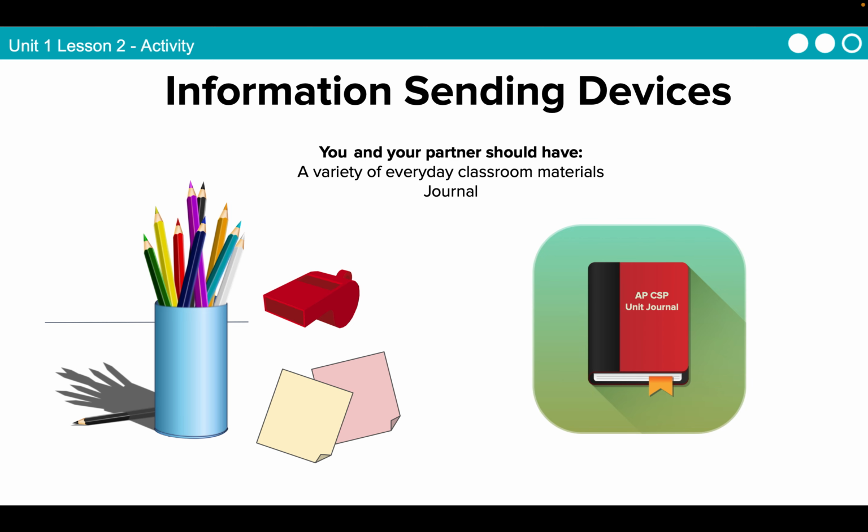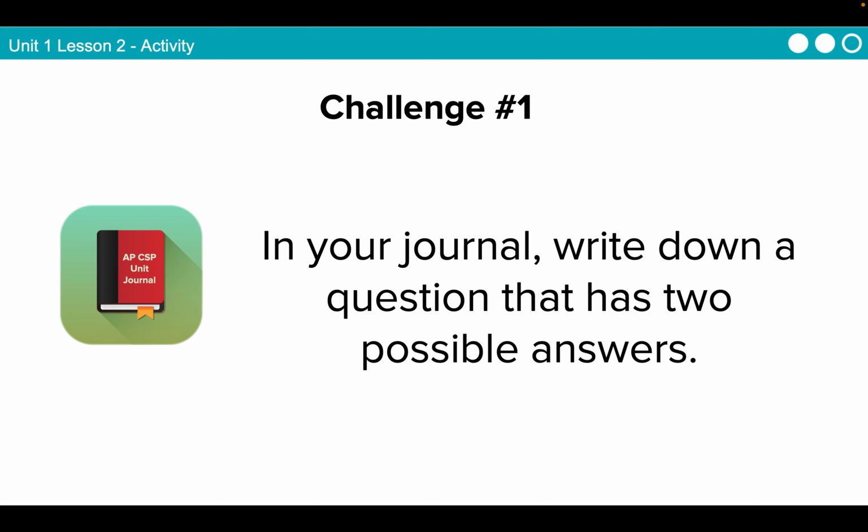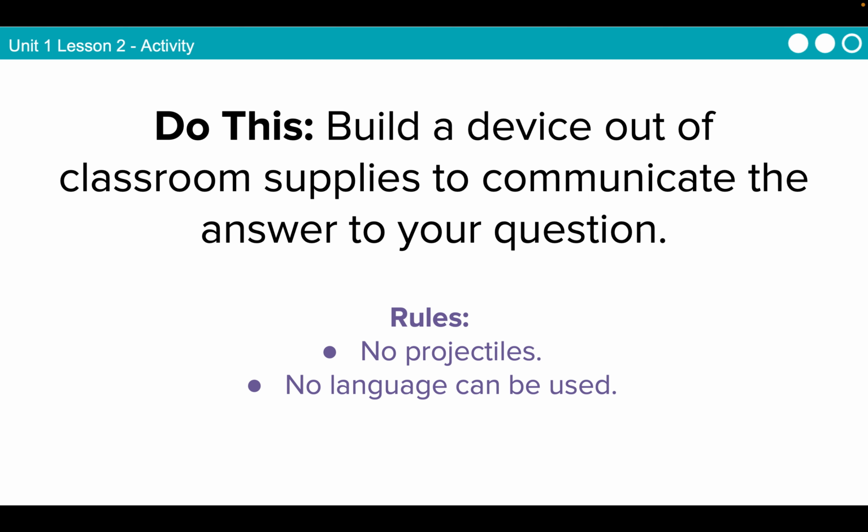So the activity for Lesson 2 asks you to take some everyday items like colored pencils and sticky notes and maybe paper clips, all kinds of different things that you could use for this. And you're asked to think about a question that has two possible answers. So some of those I mentioned earlier could work, like a true or false question, or yes or no, or up or down. And then you use the classroom supplies, whatever you'd like to use, to communicate your answer to that question.